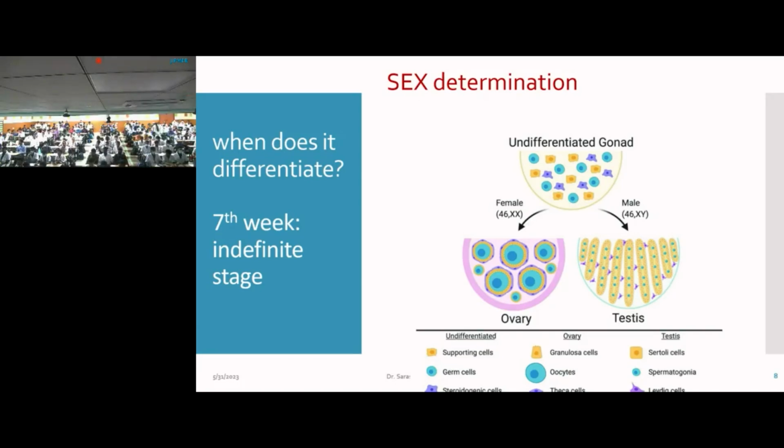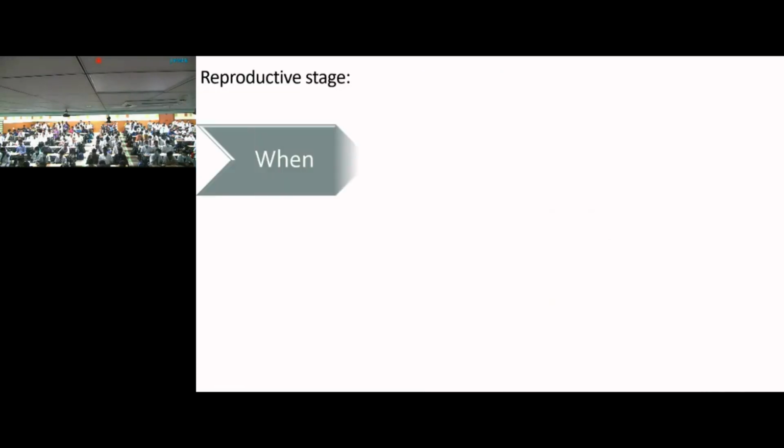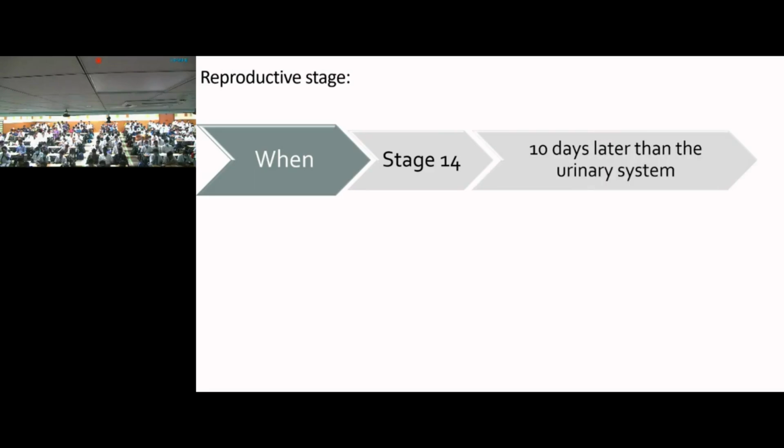We have an undifferentiated gonad, which does not tell us whether it's a testis or an ovary. At a certain point, we know we will have differentiation. Until the 7th week, we have an undifferentiated or indefinite stage where we cannot say what it is. Where does it start? It starts along with the urinary system, somewhere near the mesonephros and paramesonephros and their ducts. After that starts developing, the reproductive system of gonads starts developing.